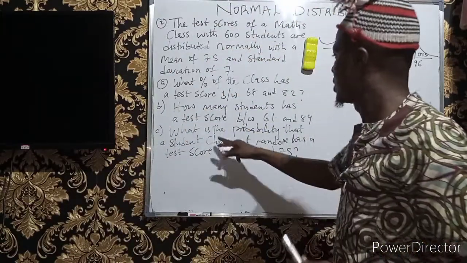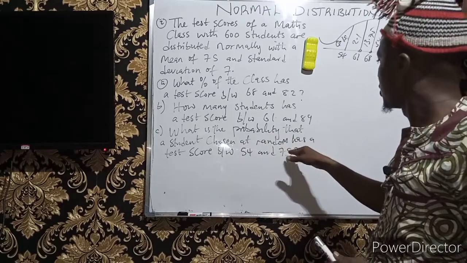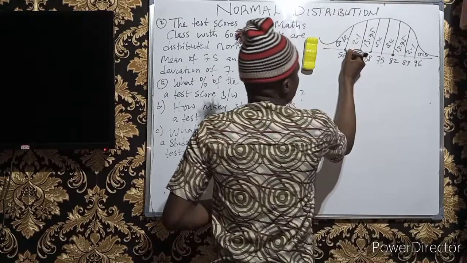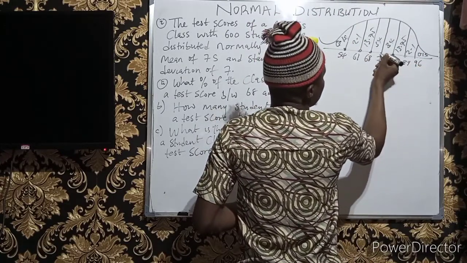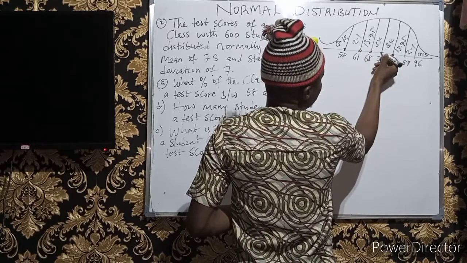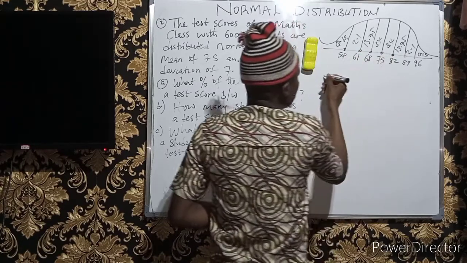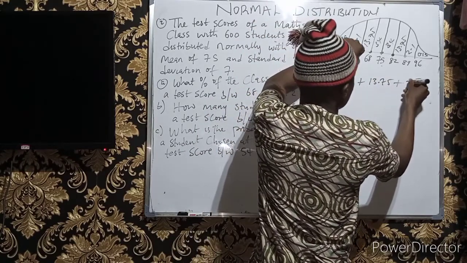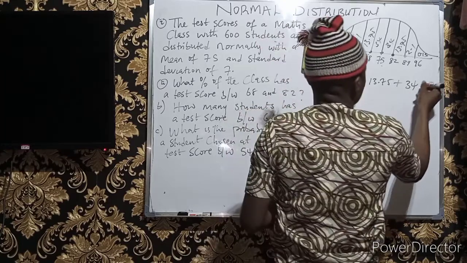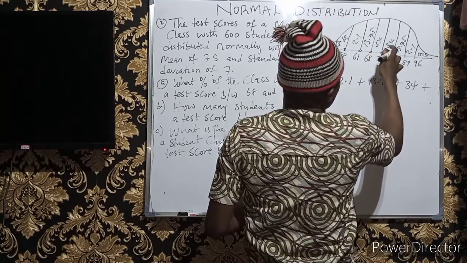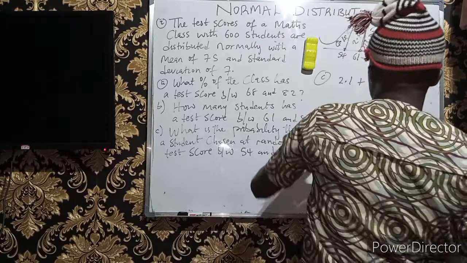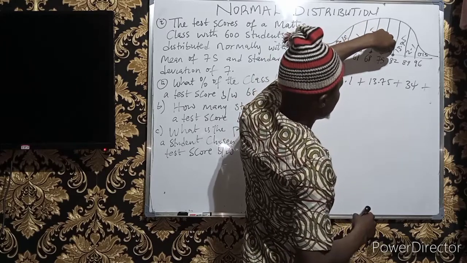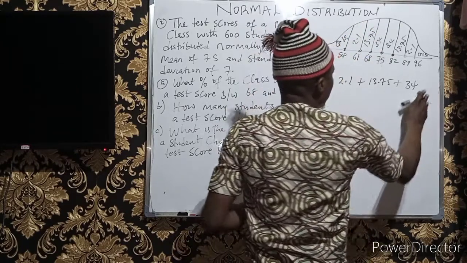So let's take the third one. The C part of the question says, what is the probability that a student chosen at random has a test score between 54 and 75? 54 and 75. That is from here to here. So it will just be 2.1 plus 13.75 plus 34 only, because they said 54 to 75. So 54 has 2.1, 13.75, and 34. We shouldn't exceed here, so I wouldn't add again.